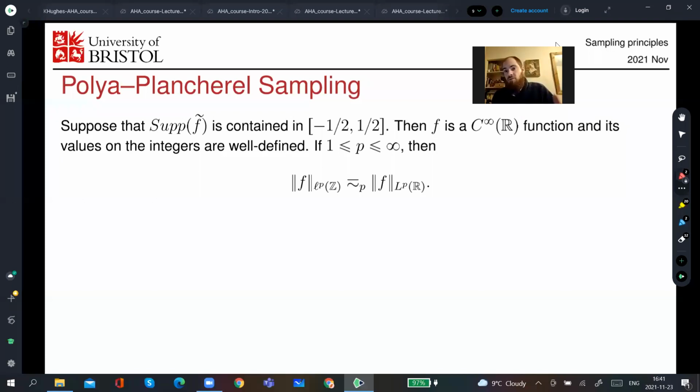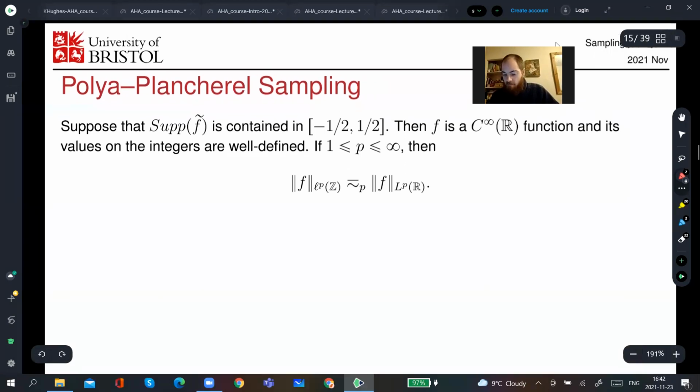It's only defined up to sets of measure 0, right? Of which the integers are, they're a set of measure 0 for sure, as are the rational numbers, which is much bigger and even dense. So this isn't something that's true for every L^p function. This is something that's true when you have a very strong condition on the Fourier support.